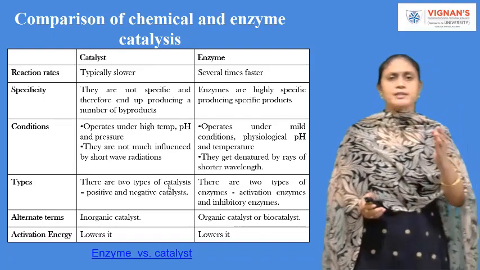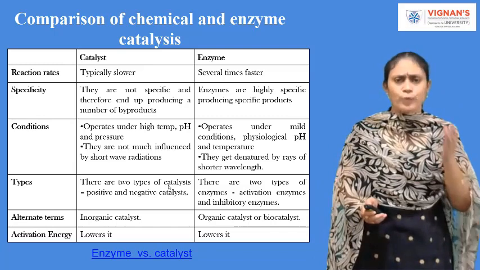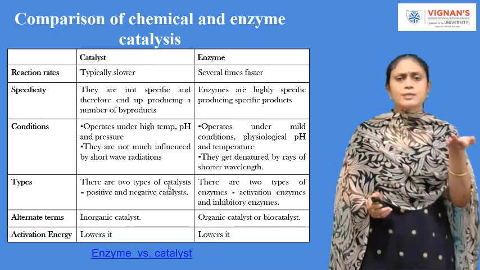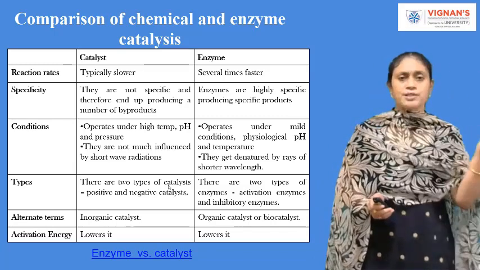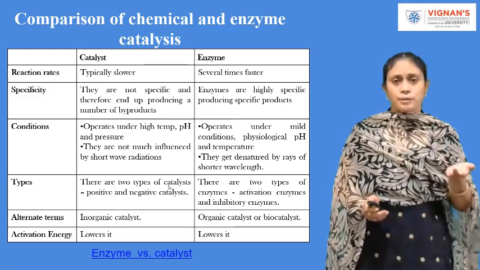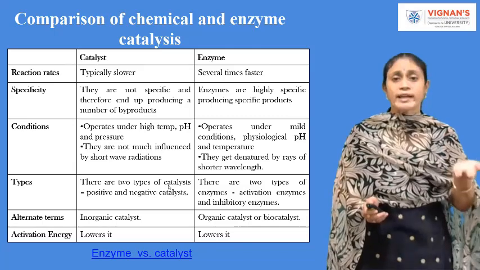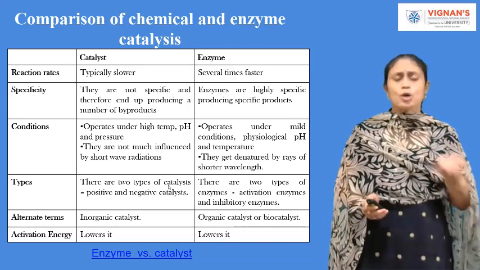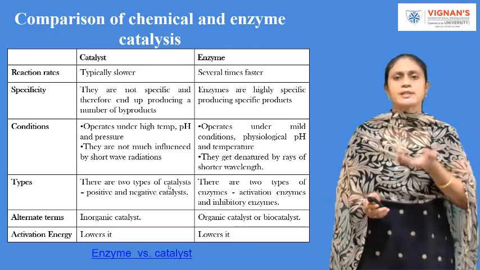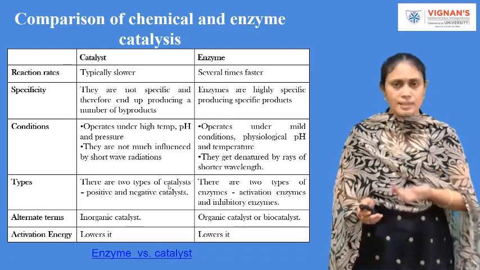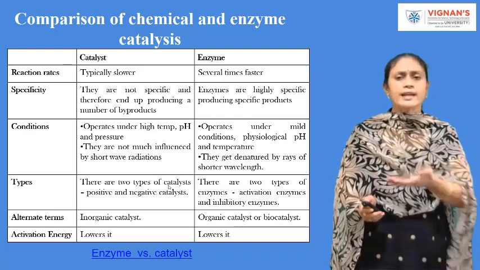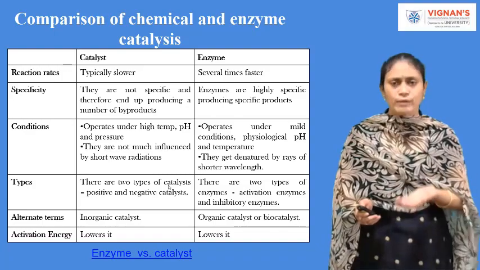And what are the conditions for a chemical catalyst to work? This chemical catalyst works under high temperature, high pH and pressure. And they are not much influenced by short wave radiations, whereas enzymes operate under mild conditions like low pH and less temperature. And these are denatured in presence of rays of shorter wavelength.